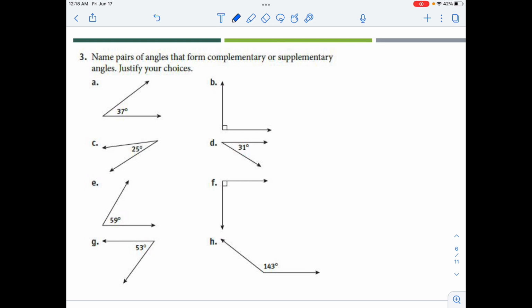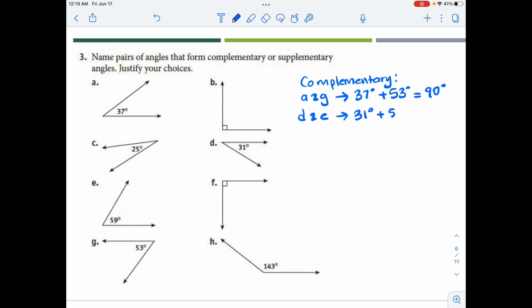Okay, let's write them down. So we said first A and G, and the reason is 37 degrees plus 53 degrees will be 90 degrees. And then D and E, again, 31 degrees plus 59 degrees will be 90 degrees.